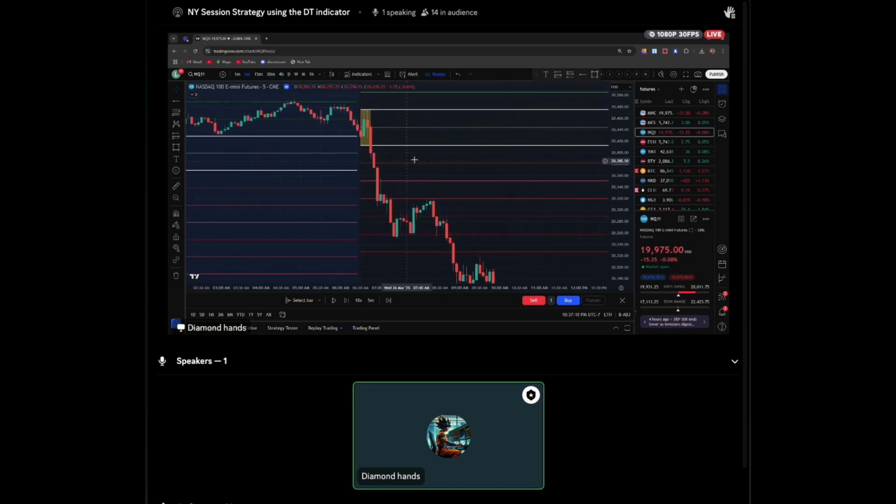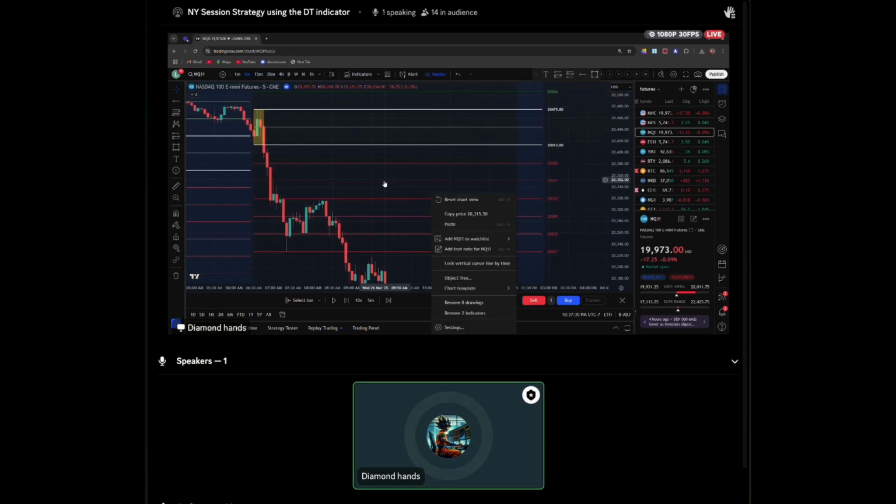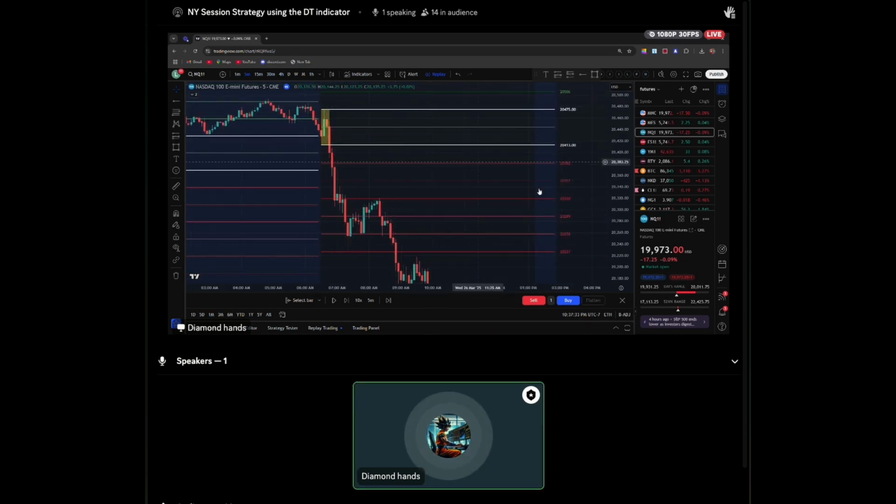So a lot of times, if I'm gonna go for a 1-to-1, I'm gonna actually go for this TP, risking half this range. Most of the time it's gonna go for that 0.5. Okay. And then your second TP would be this one, which would be a full range out of that ORB, which would be 351.